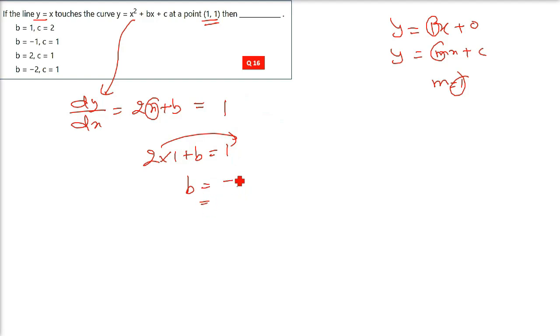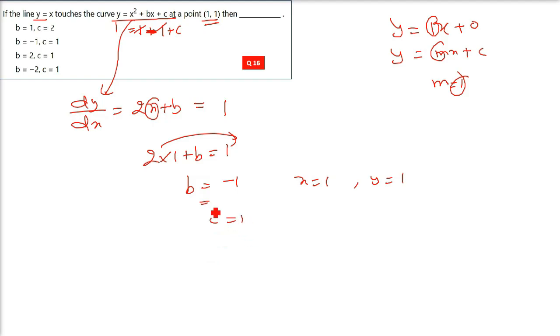Now we can utilize the original equation of the curve to find out the value of c. x is 1, y is 1, b is negative 1. Put it in this equation. So I'm putting it here only. y is 1, x square 1, plus b into x, b is negative 1. Negative 1 into 1 will be what? Negative 1 plus c. So this gets cancelled. c is equal to 1.